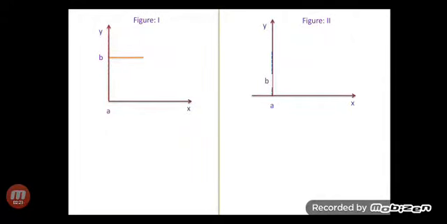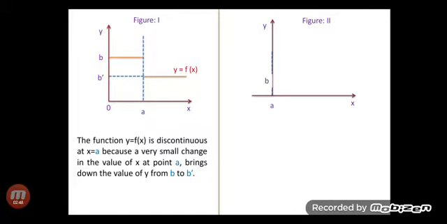Now in figure 1 the graph suddenly falls down, because when x tends to a, the value of y suddenly falls down from b to b1. So in figure 1 the function y is equal to f(x) is discontinuous at x is equal to a, because every small change in the value of x at point a brings down the value of y from b to b dash.